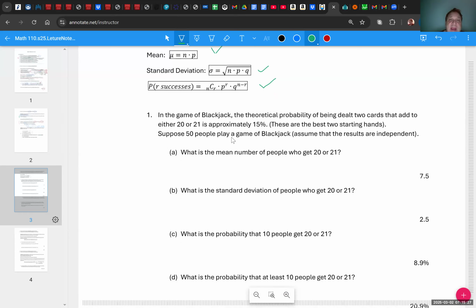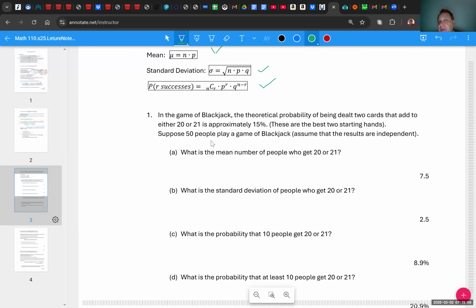So I have here a game of blackjack, and it's okay if you've never played it before, it doesn't matter. In the game of blackjack, the theoretical probability of being dealt 2 cards that add to either 20 or 21 is approximately 15%. We could do the calculation, but we're not going to do that. We're just going to take the information from this problem. If you have not played blackjack before, a 20 or 21 are the 2 best starting hands. So the probability of getting dealt one of the 2 best starting hands is around 15%.